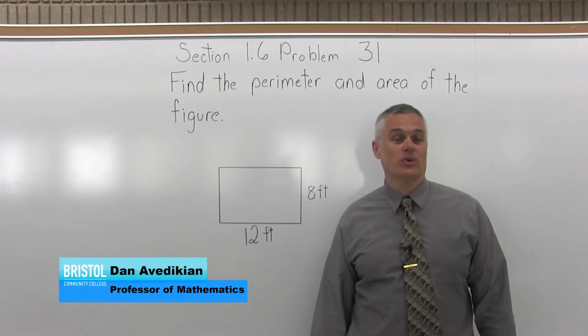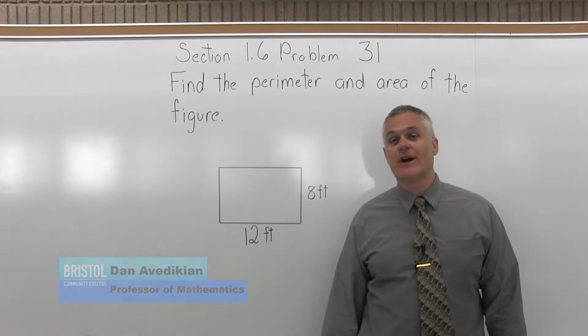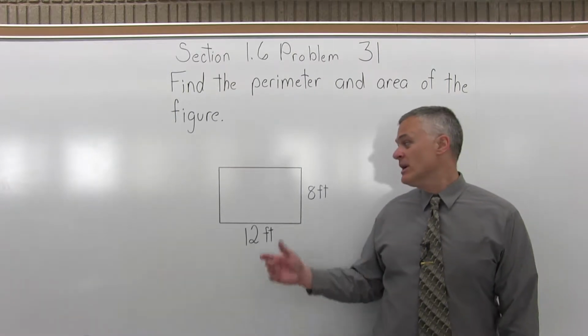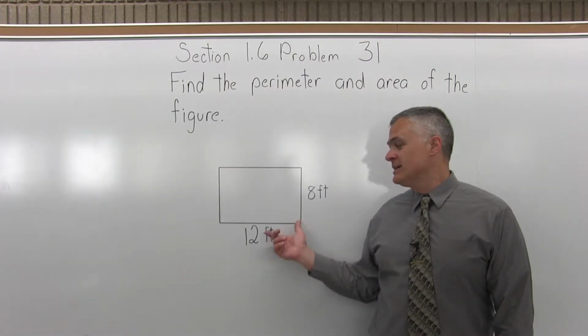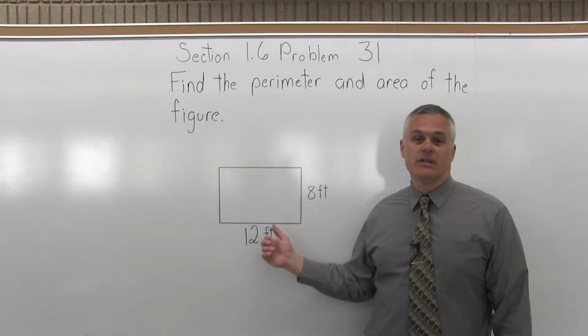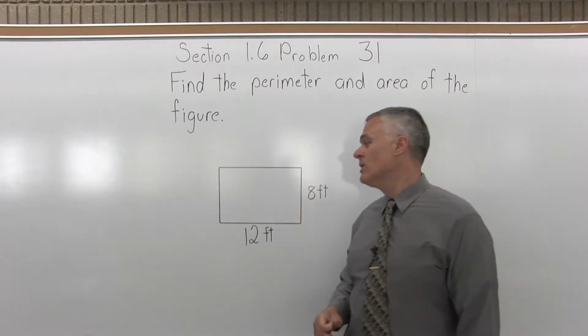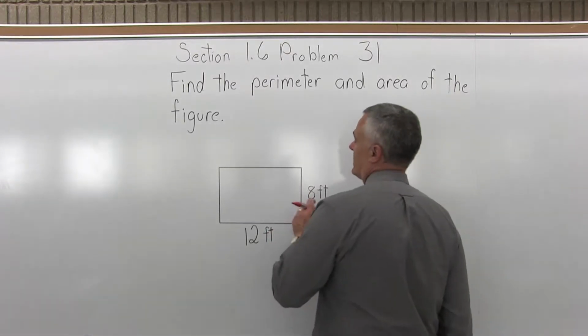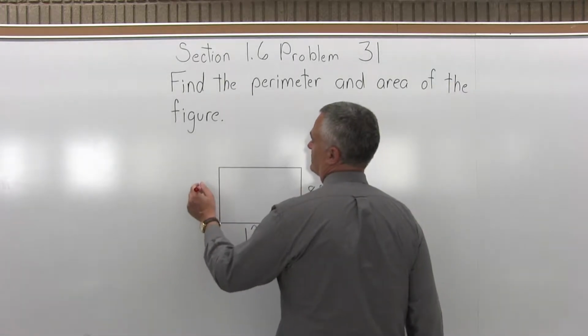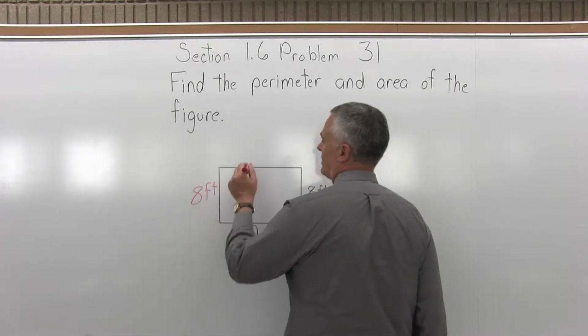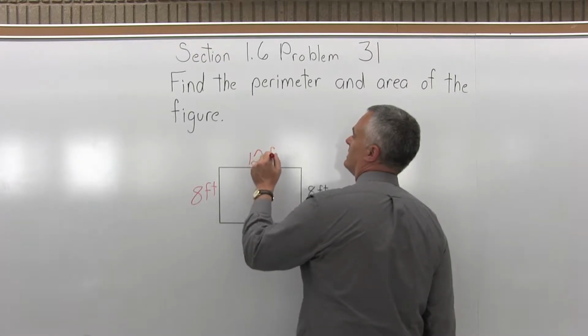This is Section 1.6, Problem 31. It says find the perimeter and area of the figure, and you have a diagram in the homework. It's a rectangle, 8 feet on one side, 12 feet on the other side. So, because it's a rectangle, if the right side is 8 feet, then the left side is also 8 feet. And if the bottom is 12 feet, then the top is also 12 feet.